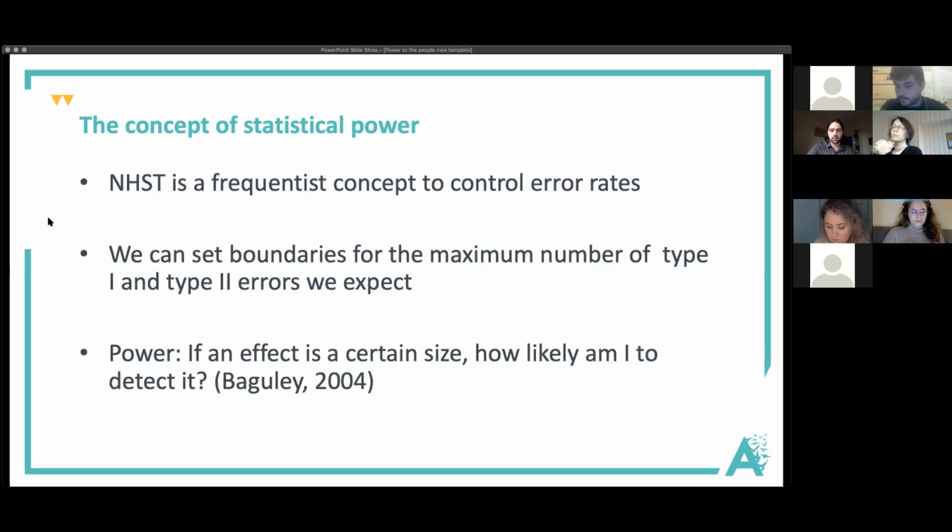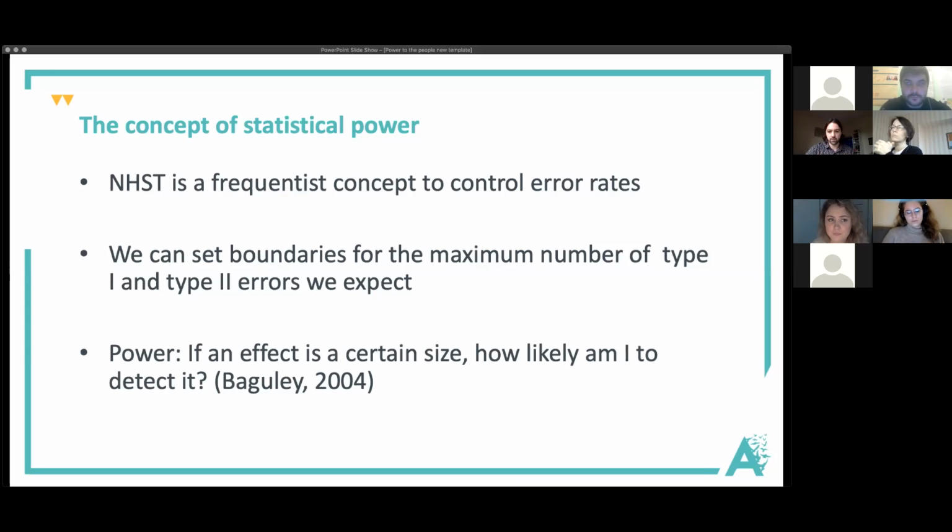So to ground the concepts, we're assuming here that we're using things like p-values, so null hypothesis significance testing. It follows what's called a frequentist concept of probability. So probability is applied to procedures rather than individual events. And the idea is that it can help you to control your error rates. It's not the strength of evidence; we just want to set boundaries for the amount of type 1 and type 2 errors we expect.